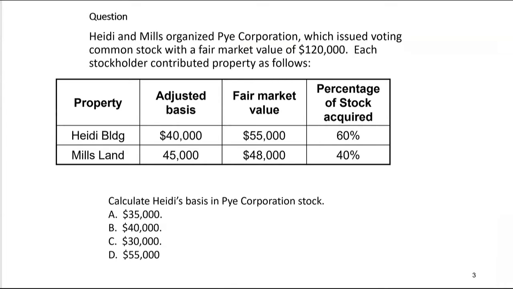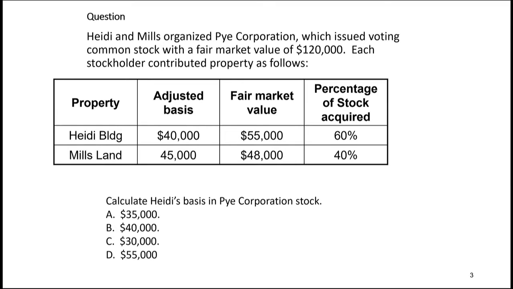So we'll start with something very simple. They want to know Heidi's basis in Pi Corp stock. So Heidi and Mills organized Pi Corp, which issued voting common stock with a fair value of $120,000. Each stockholder contributed property as follows. And that's good news. That means there's no services being contributed for stock, which means they're going to meet the 80% rule.